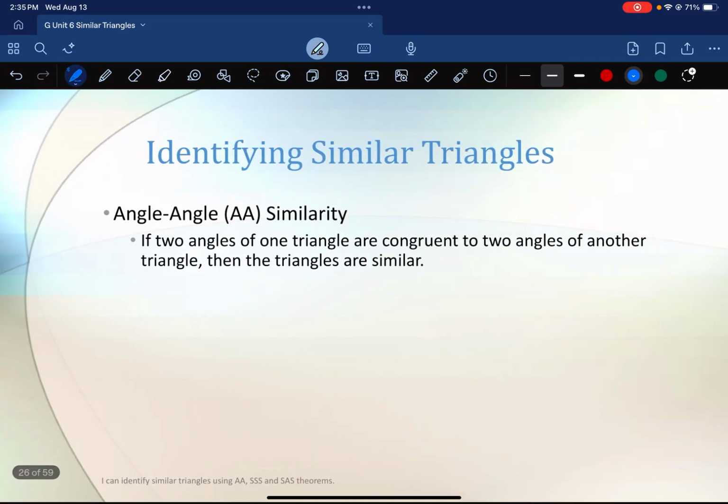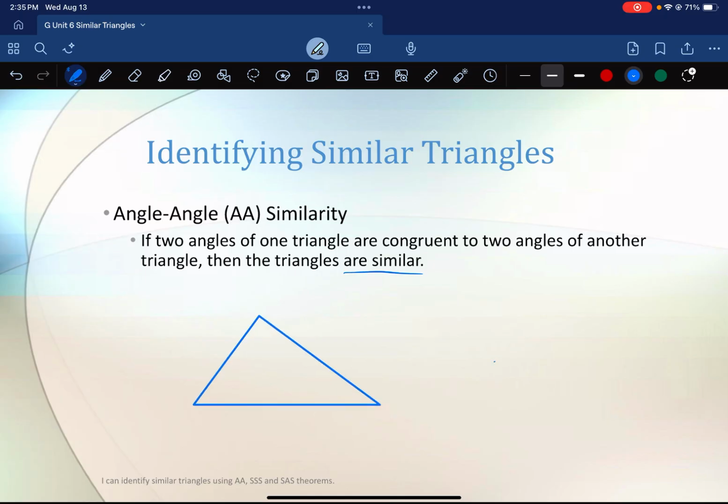So the first one is simply called angle, angle. And it simply says if two angles of one triangle are congruent to two angles of another triangle, then that's all it takes for them to be similar. Okay, so I could just draw a pair of triangles out here like this. That's horrible. That was absolutely awful.